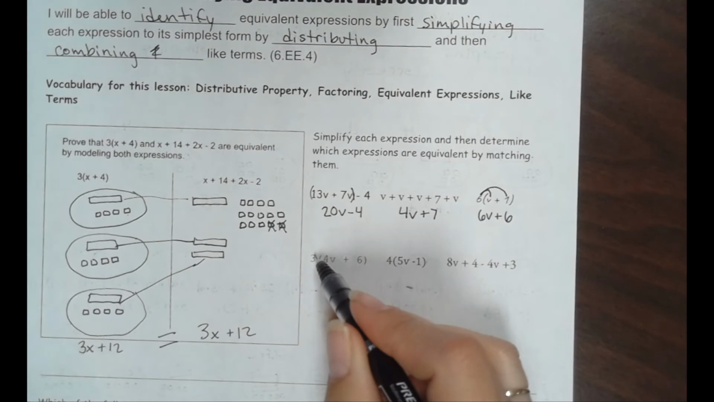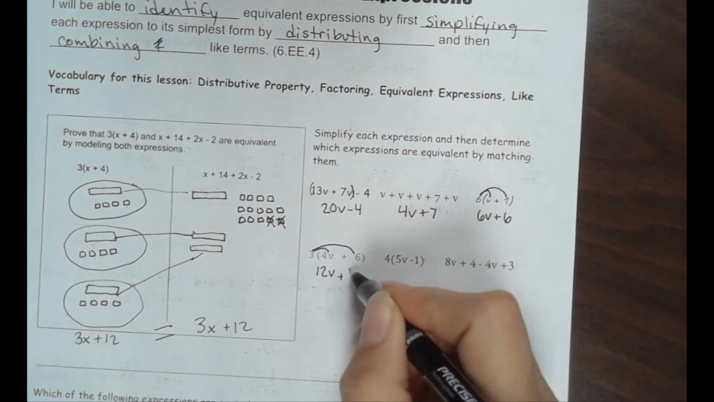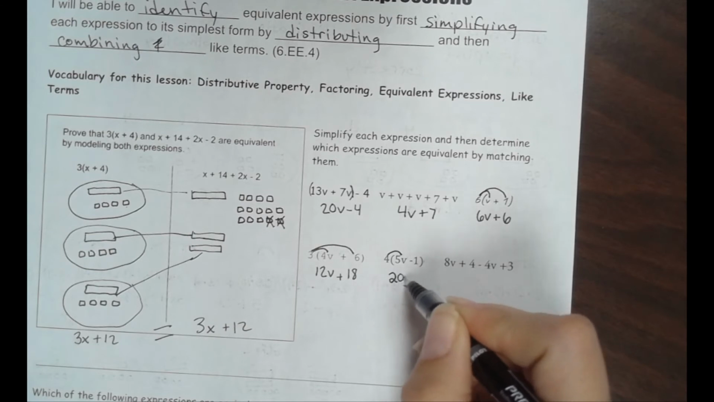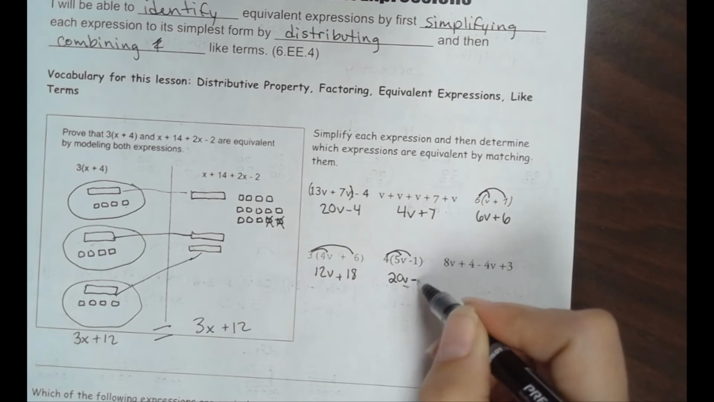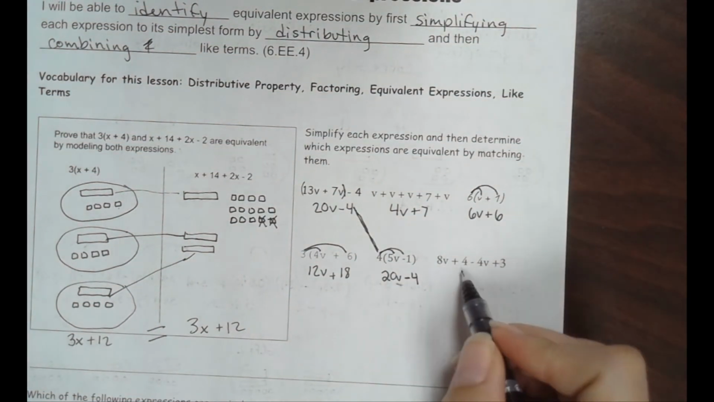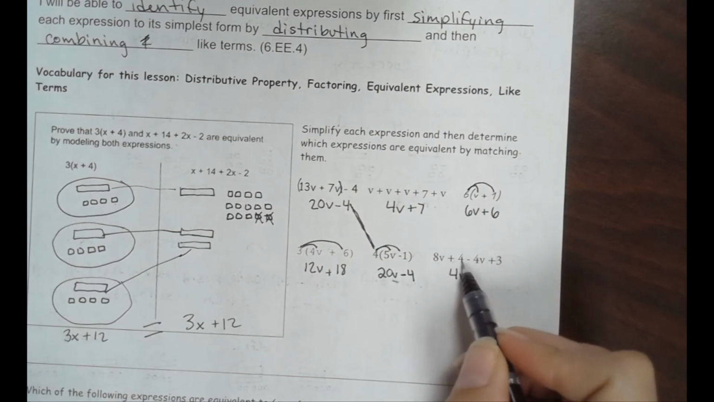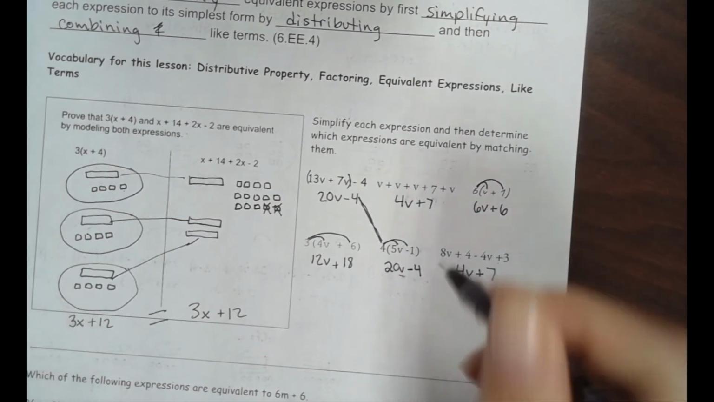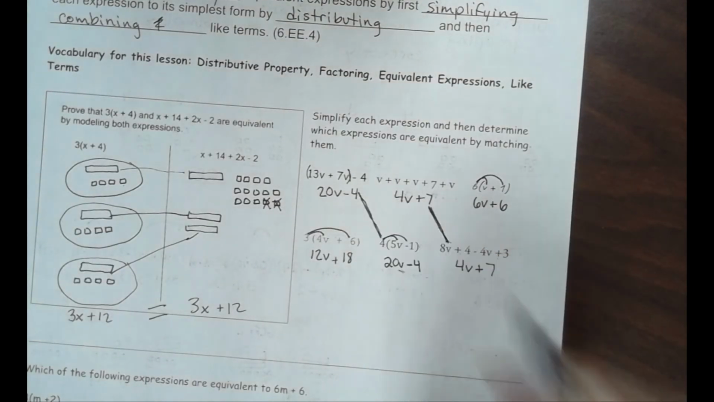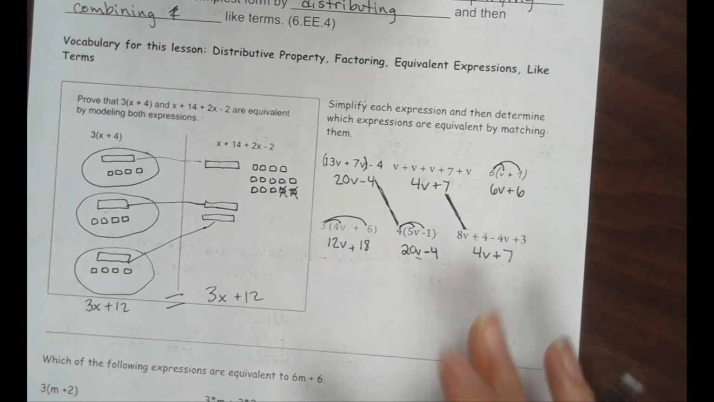Okay, let's try this one. Let's distribute. 3 times 4v would give me 12v, plus 3 times 6 is 18. So far, nothing matches. This would be 4 times 5v, which will give me 20v, minus 4 times 1, which is 4. Okay, so those two are equivalent to each other. 8v plus 4 minus 4v. If I have 8v and I minus 4v, in the end I'm going to have 4v left. And then 4 plus 3, add my constants together, I get 7. Those are equivalent. So these are not equivalent, but these are equivalent to each other here and here. Now, you couldn't just see that until you simplified it. So that's why it's really important to be able to simplify expressions so that you can figure out if things are equal to each other.